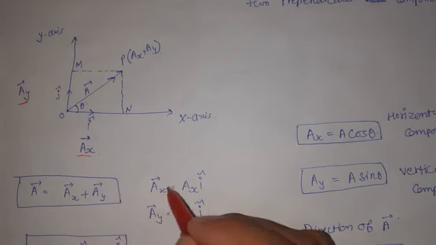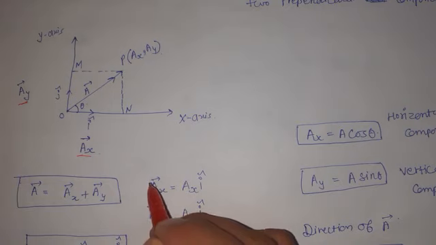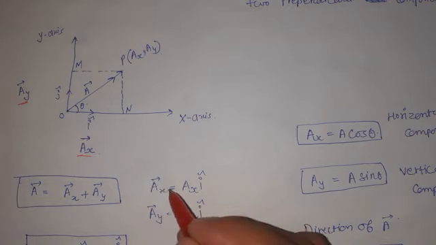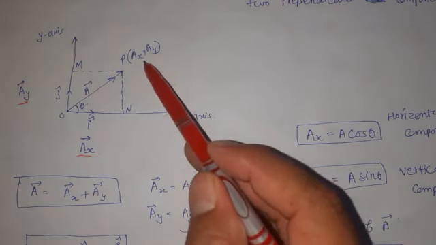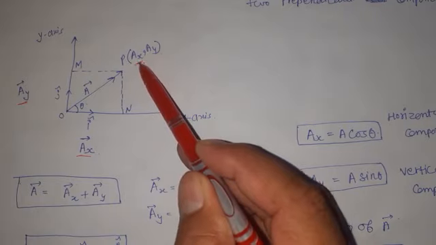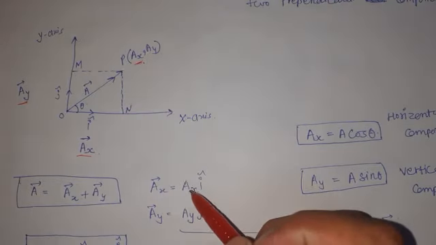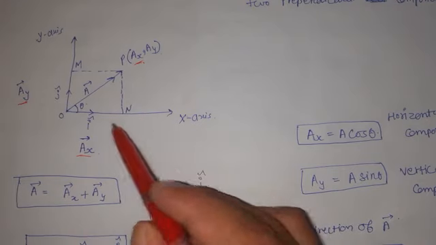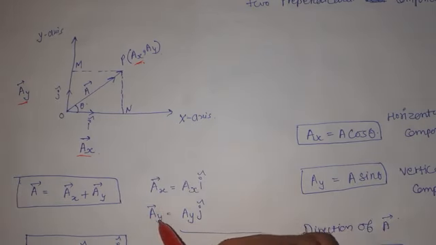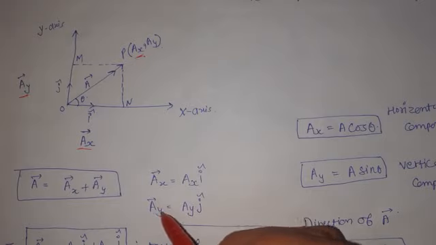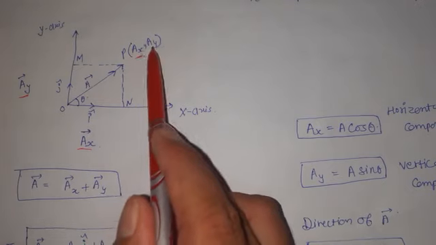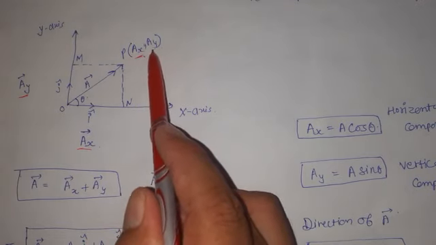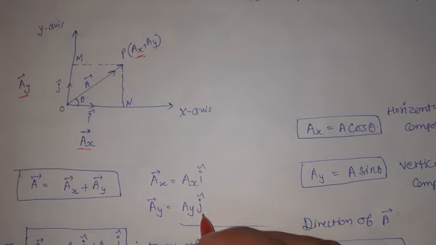So how do we write this component? It is already known to us that a vector is written by its magnitude and direction. Here the magnitude along the x-axis of this point P is Ax, and the direction along the x-axis is the i unit vector. The component along y is given by its position on the vertical axis, given by its y coordinate, and the direction is along the y-axis, given by the j unit vector.